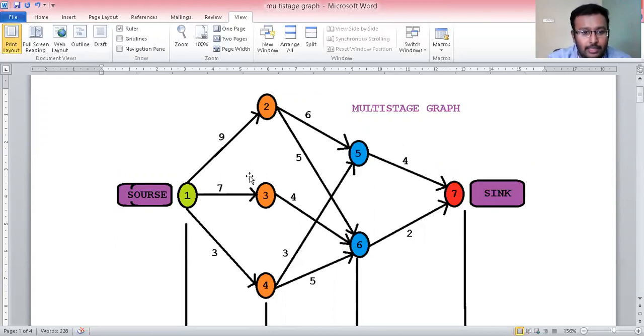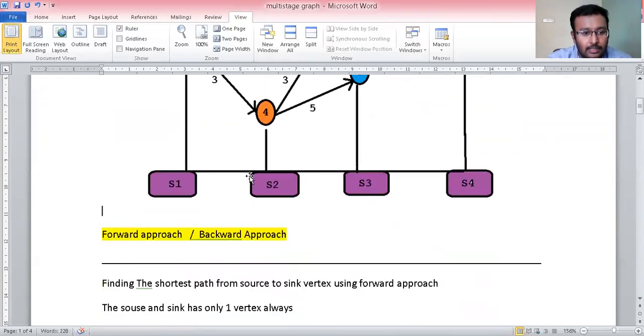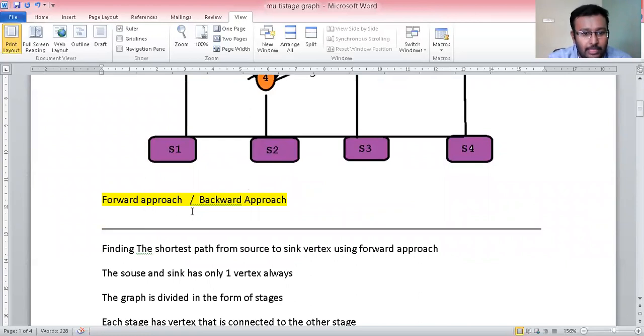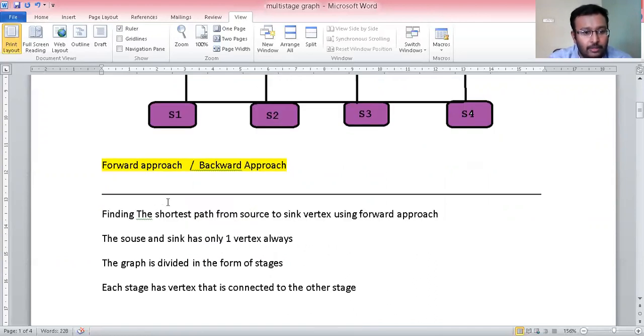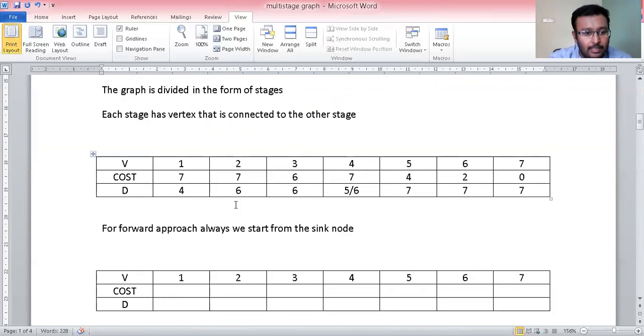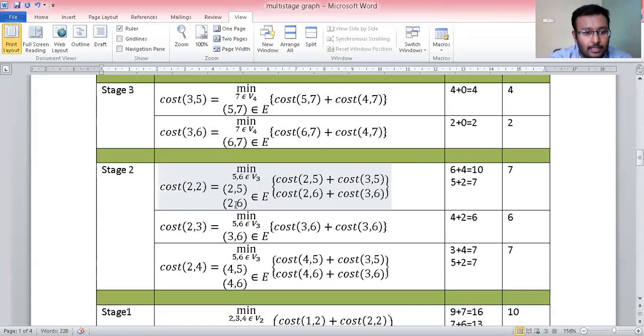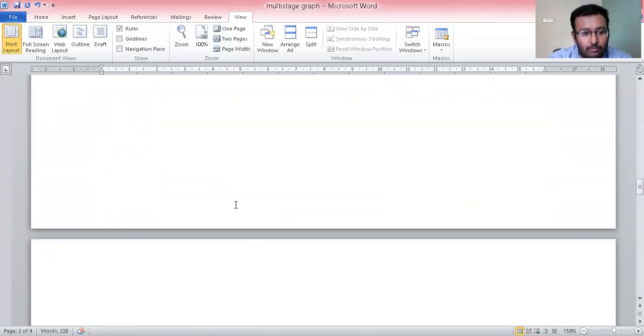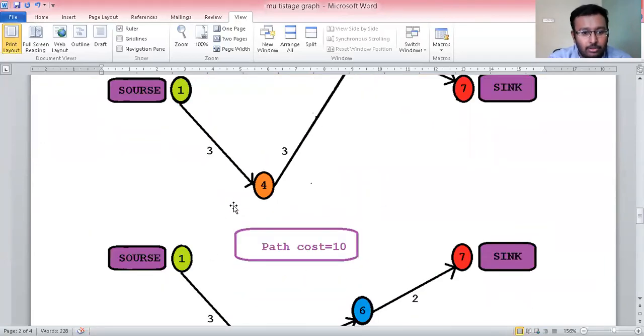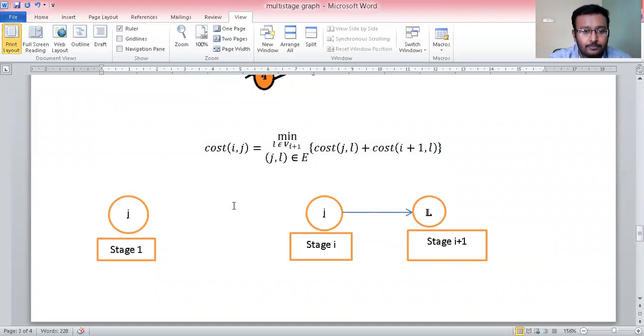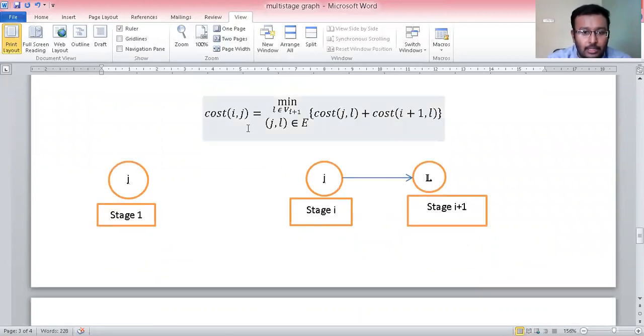How do we proceed? There are two approaches for solving a multi-stage graph. One is the forward approach and the other is the backward approach. First I will teach you the forward method of solving the problem. So first we have a formula given for the forward approach. I'll explain the formula and proceed with solving the problem. This is the formula given to you. First I'll explain this formula, then I will proceed in solving the problem.